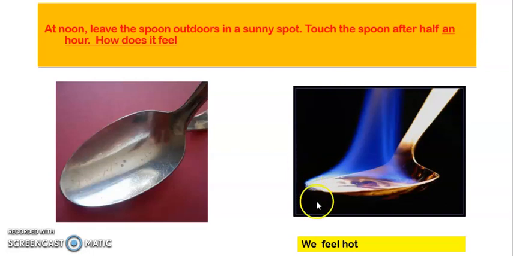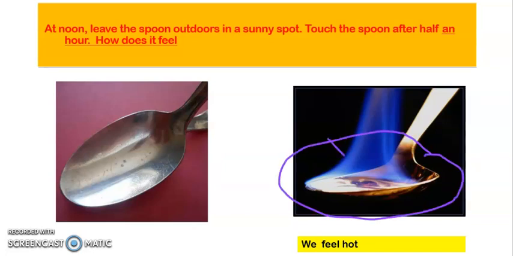So, in this experiment, what happens? Why do we feel hot? Because the spoon becomes very hot at a sunny spot. So the thermal energy or heat energy flows from the hot spoon to our fingers, because our finger is cold compared to this hot spoon. So from this experiment, we can say that thermal energy always flows from a hotter place to a colder place.